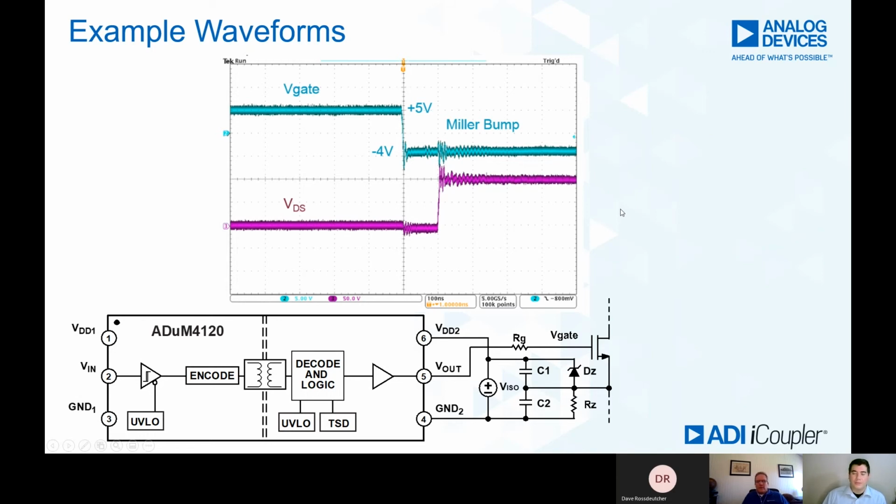Another concern that comes up while using Zener diodes is if we're using a natively unipolar system like the 4120 in this example, the UVLO for the 4120 is referenced to ground 2, which is the negative rail of the system. Okay. So you'll have to choose a slightly higher UVLO compared to a unipolar case.